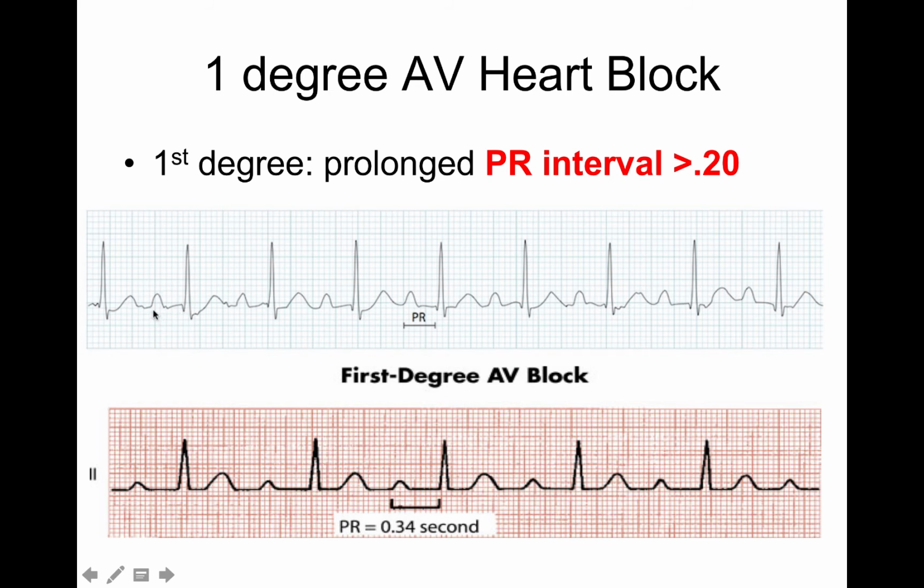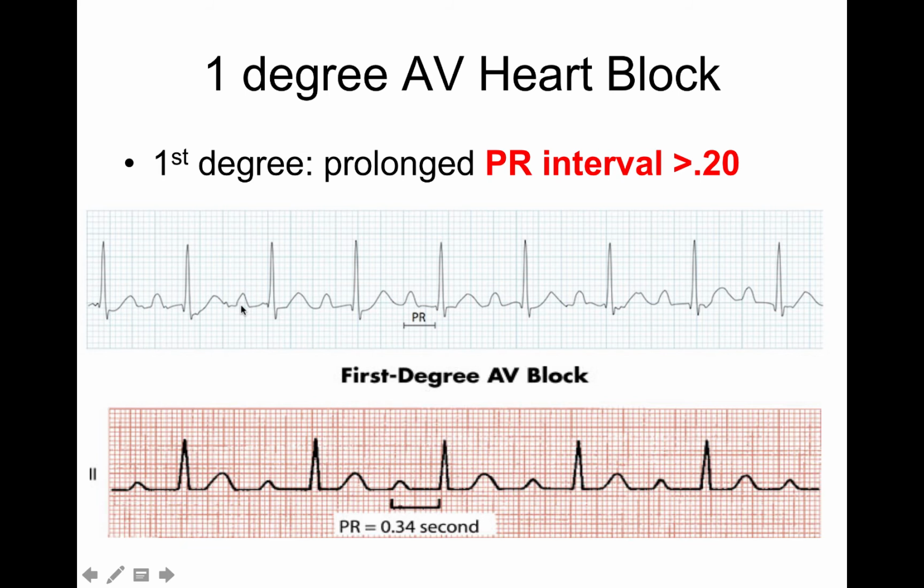Like I said, it's where the SA node is firing, and it says, I'm going to fire, and I'm going to take a little break. And then that impulse goes to the QRS complex. So PR interval here, I'm measuring right here, all the way to here. So I have one big box. If I do not have a P wave in that one big box, we have a first degree AV block.